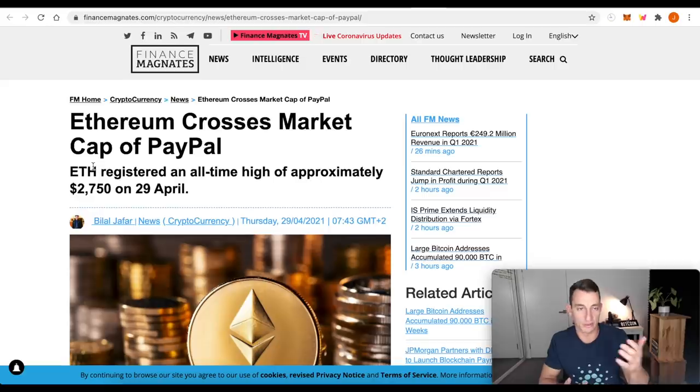I think it's great news. I think it's going to make for a great headline. Ethereum crosses market cap of PayPal, but it's not the same thing, you know. Like when you are buying into these cryptocurrencies, you can get a supply shortage very easily, which will skyrocket the price of the crypto and the market cap.